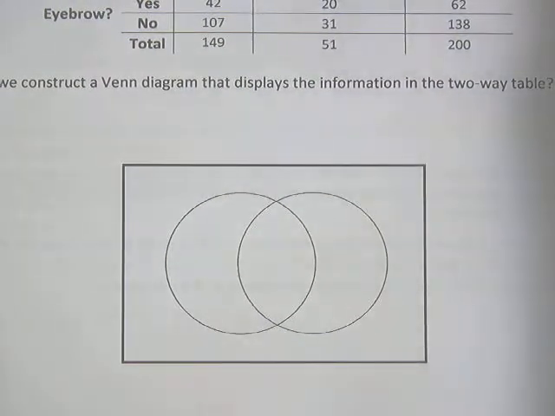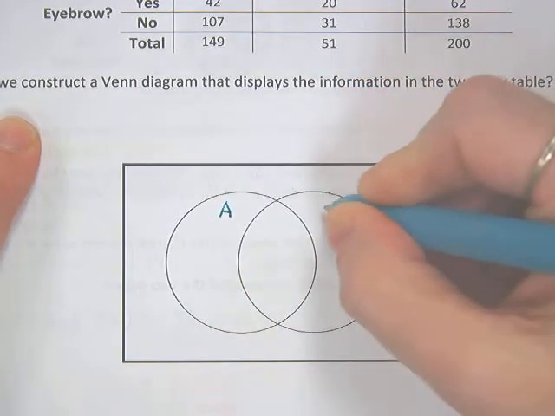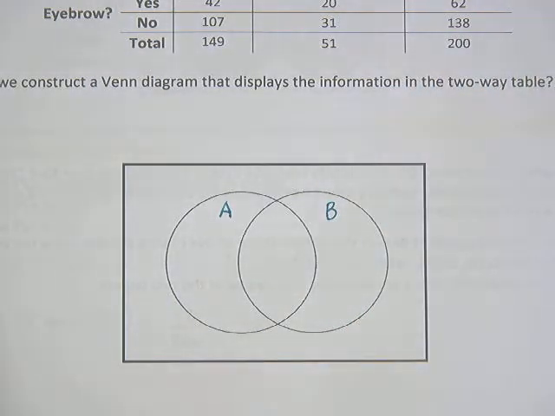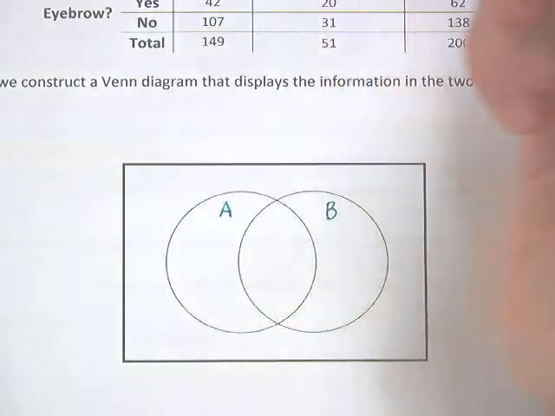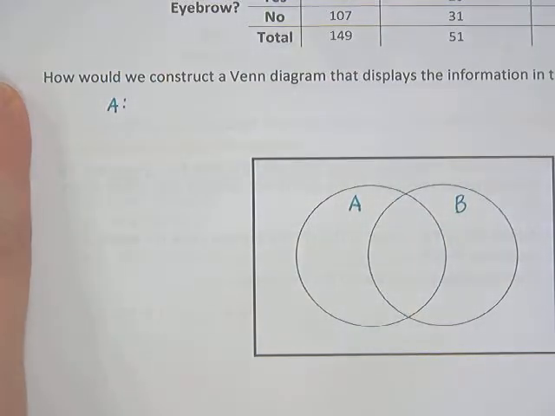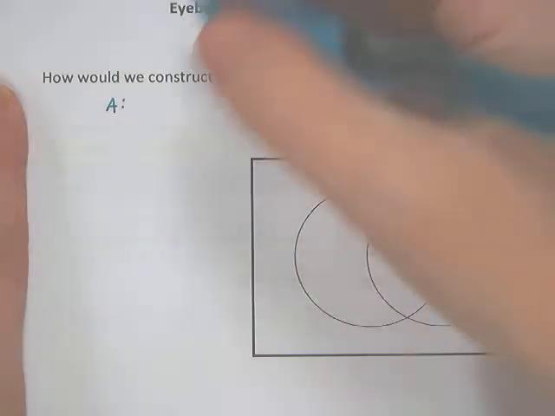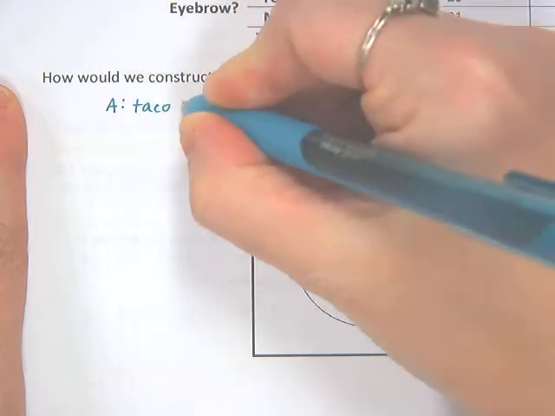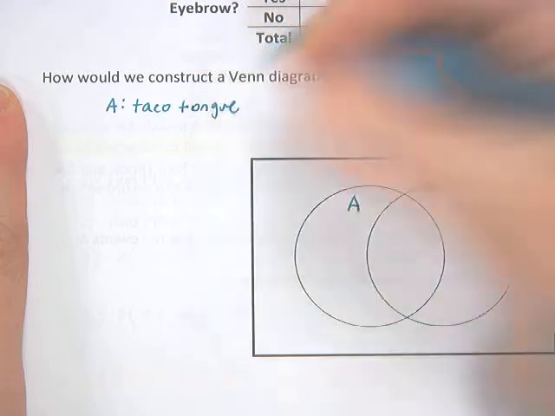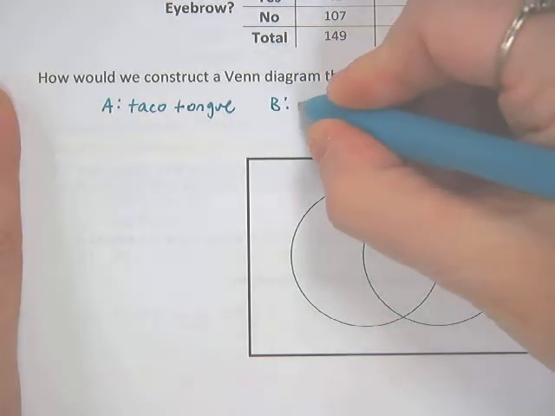Typically you would see event A and event B. Let's go ahead and define, we need to write somewhere what those are. So let's say event A is I randomly draw a student out of these 200 and they can taco tongue. And event B is going to be, I randomly draw a student and they can evil eyebrow.